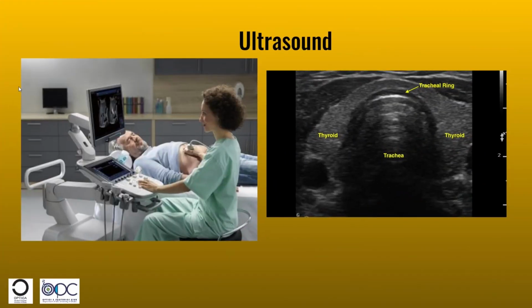Next, we have ultrasound, which uses sound waves to create images of organs, tissues, and other structures inside the body. It is commonly used in pregnancy to monitor the growth and the development of the baby, but it can also be used to view other internal parts of the body, such as the heart and bladder.